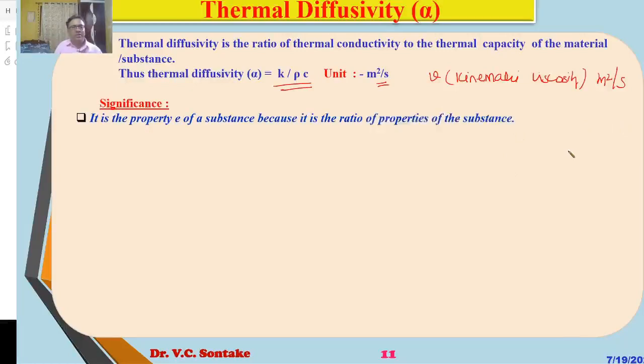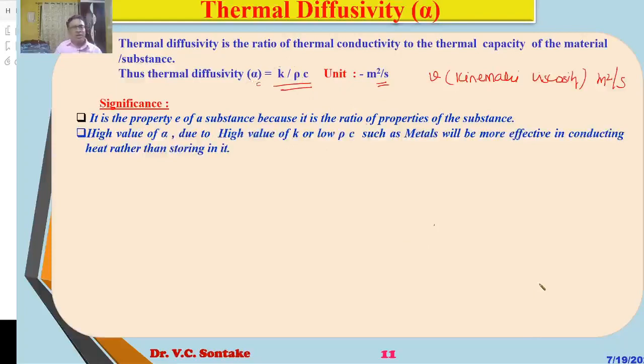Significance. Thermal diffusivity is a property of the substance because it is the ratio of properties of the substance. K is also a property, rho C is also a property, so their ratio, that is alpha, will also be a property of the substance. Now, if any substance has a high value of thermal diffusivity, this may result due to a high value of K or a low value of rho C.